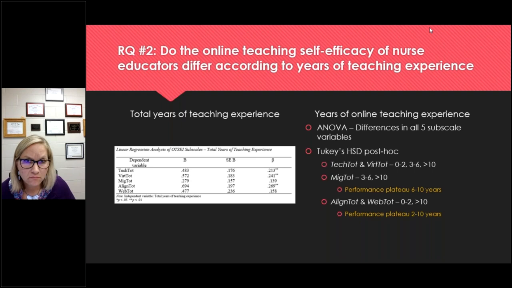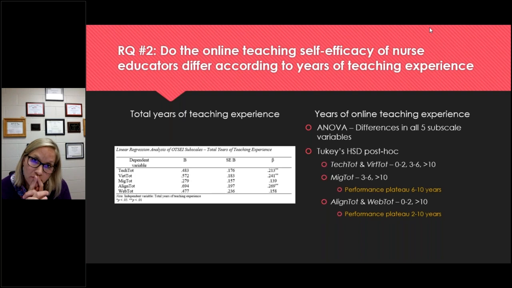So tech total, which is the technology integration subscale, and the virtual interaction subscale all had significant differences that showed significant improvement in mean scores at 0 to 2 years of online teaching experience, 3 to 6, and then greater than 10. So there was a performance plateau in those particular subscales, essentially from 6 to 10 years.